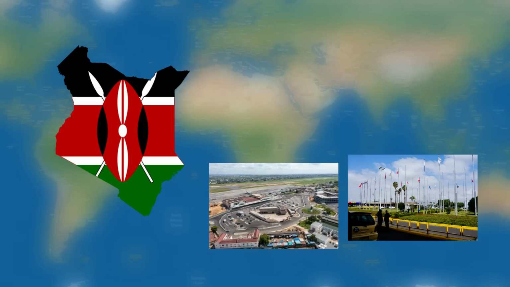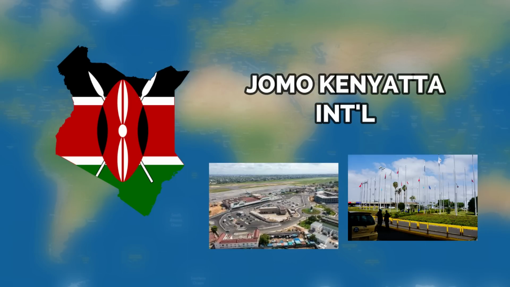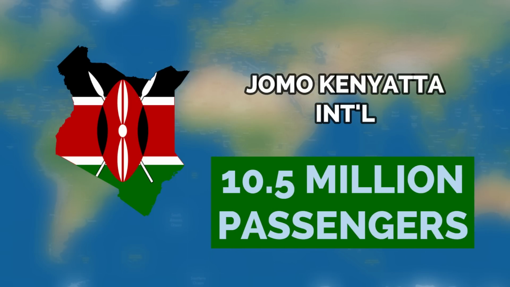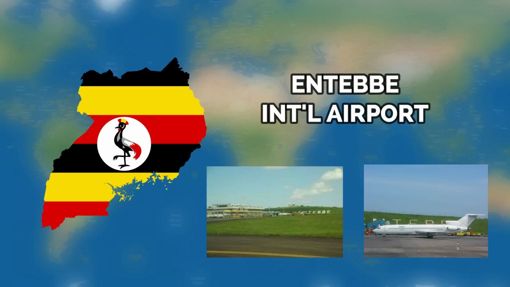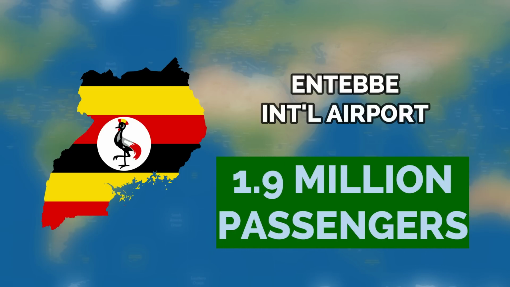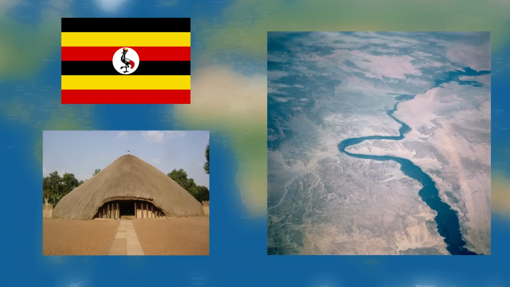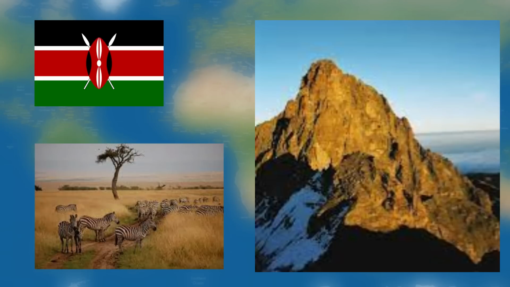Jomo Kenyatta International Airport in Nairobi is Kenya's busiest, handling around 10.5 million passengers in 2023. Entebbe International Airport near Kampala is the largest airport in Uganda, with around 1.9 million passengers in 2023. Uganda's most famous landmark is either Kabi Tombs or the Nile River near Jinja. Kenya's most famous landmark is probably the Great Masai Mara or Mount Kenya.